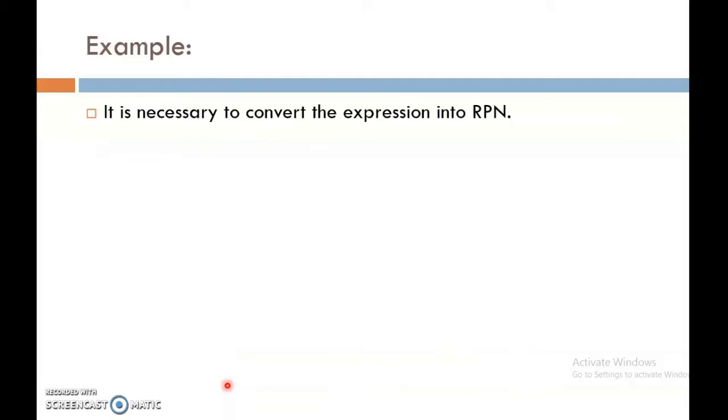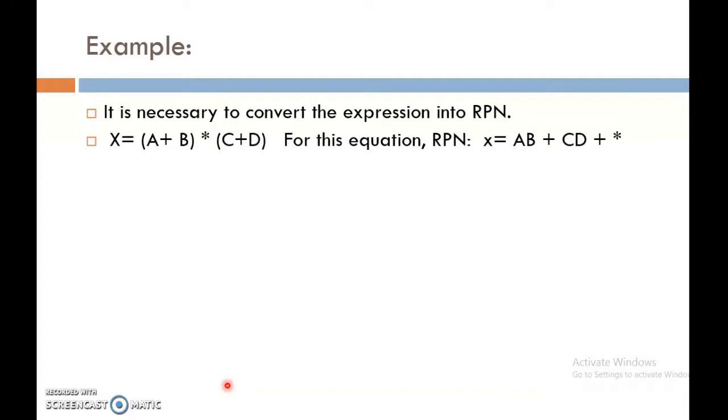So here it is necessary to convert the expression into RPN. So whatever our equation was, X is equal to (A plus B) into (C plus D), for this equation the equivalent RPN equation would be AB plus CD plus star. Now let's see the stack operation. So first of all we have to push the value of A onto the stack, that is top of stack. Then again push the variable B, value of B, to the top of the stack.